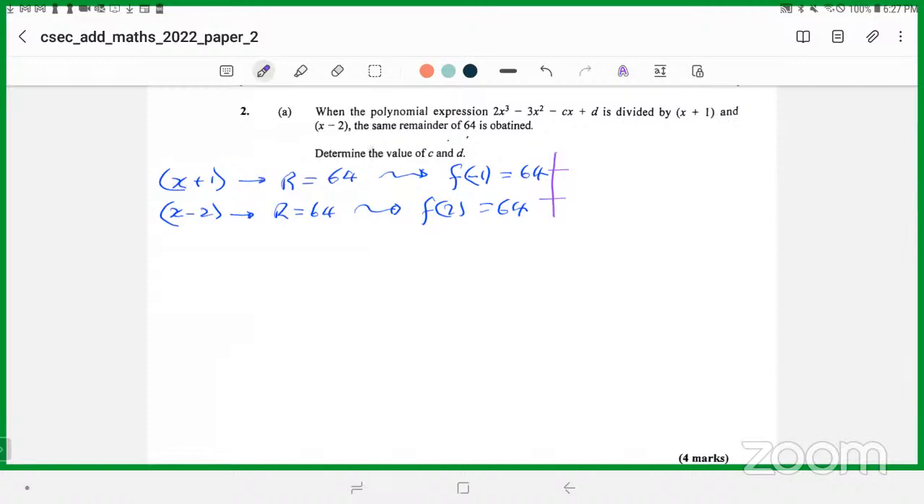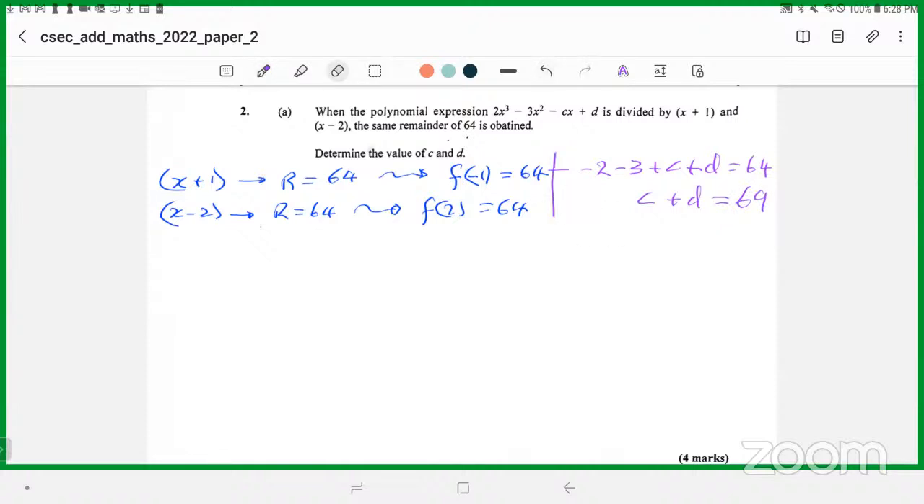So the first equation is negative 1 in this. Negative 1 in this becomes negative 1 times 2, which is negative 2. Negative 1 in this becomes a positive 1 times this negative 3, which gives me negative 3. Negative 1 right here becomes negative c times negative 1, which gives me a positive c. Plus this d, that is equal to 64. And this becomes negative 5, transpose and add to the 64 over there to give me 69. So I get an equation that is c plus d equals 69. That's equation 1, my first equation.